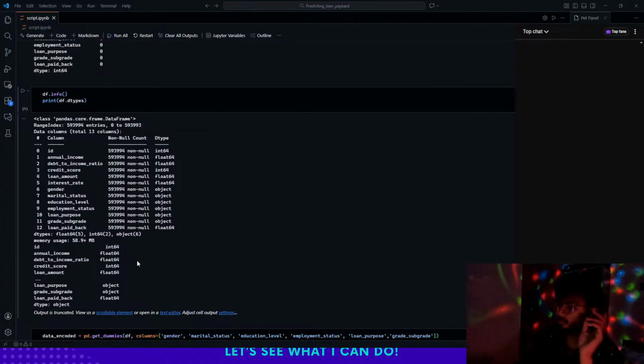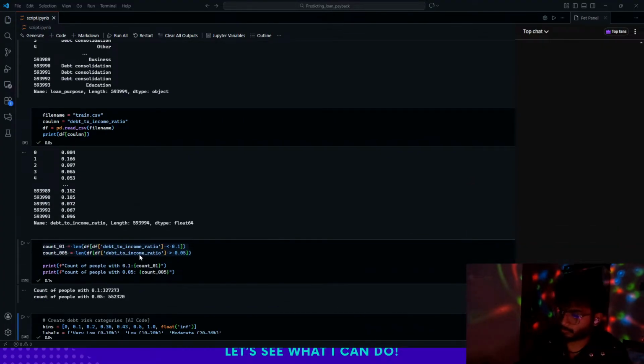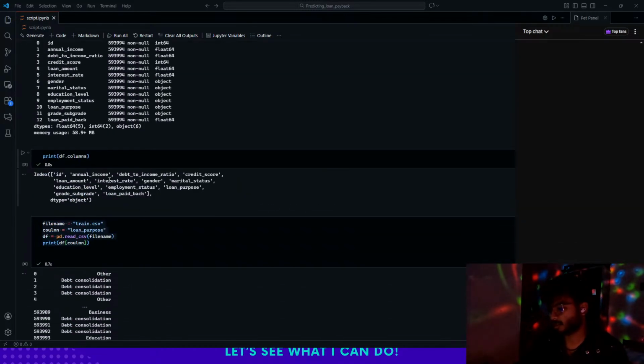Now let's do the same thing. Let's paste the column name for education first. Not education, I would say loan amount. Debt to income ratio is important. Loan amount has given me the gist of all this. Interest rate, employment status. What should be grade subgrade?